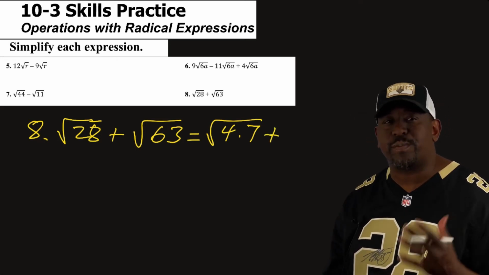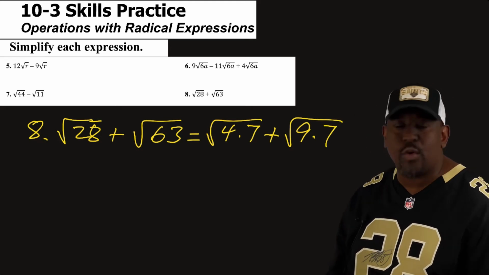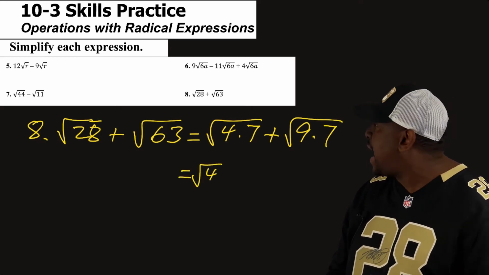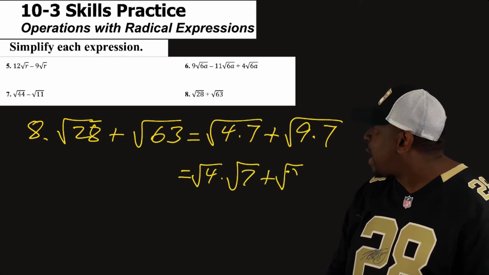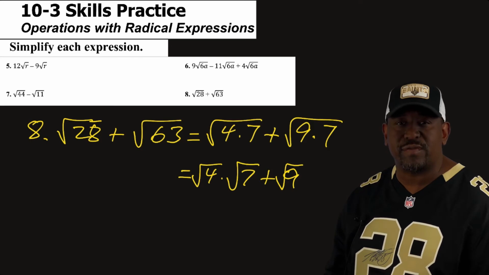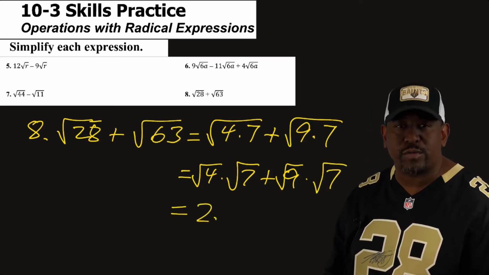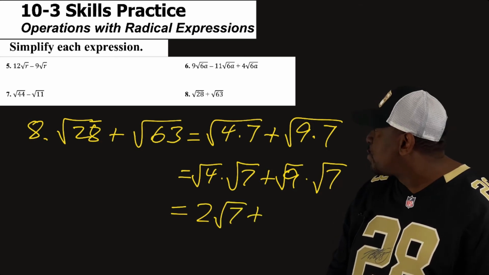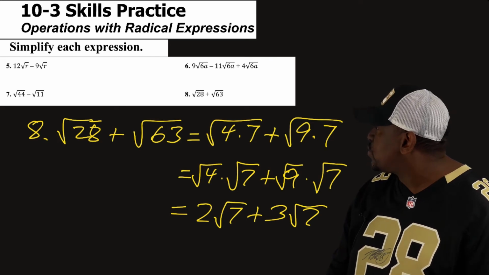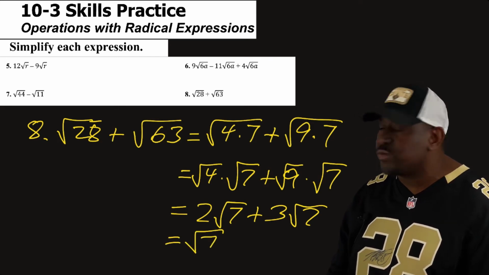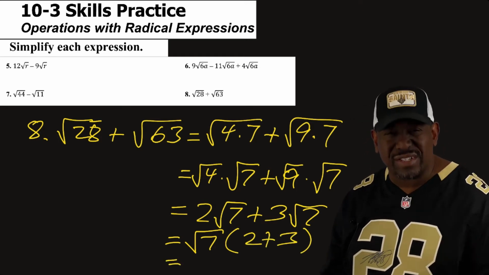What you want to do is find a perfect square that's a factor. A perfect square that's a factor of 28 is 4, so you put 4 times 7. 9 is a perfect square factor of 63, so you go 9 times 7. By simplifying the radicals, we take the square root of each of the factors. The square root of 4 is 2, so the square root of 28 simplifies as 2 times the square root of 7. The square root of 63, because the square root of 9 is 3, simplifies as 3 times the square root of 7.